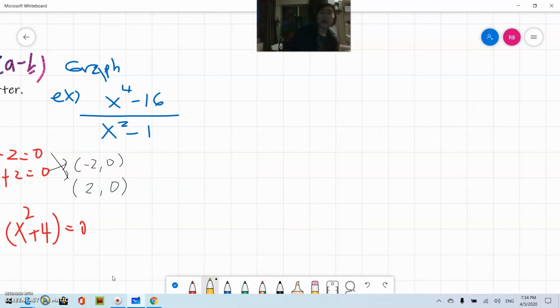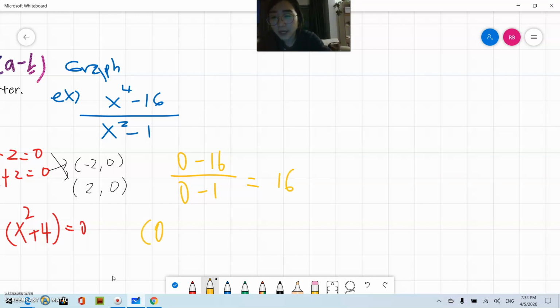Okay? So now that we found the x-intercepts, let's look for the y-intercept. You find the y-intercept by plugging 0 into x. So I'm going to do that: 0 minus 16 over 0 minus 1. Negative 16 divided by negative 1 is 16. So my y-intercept is (0, 16). Okay, so I have 3 points, which is very helpful.